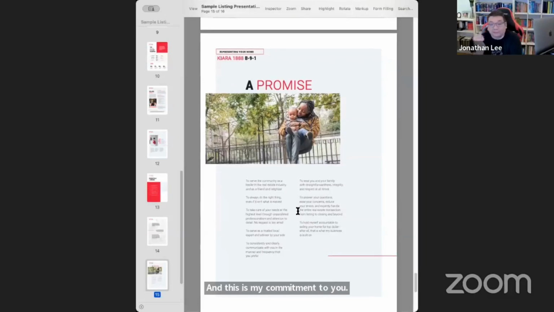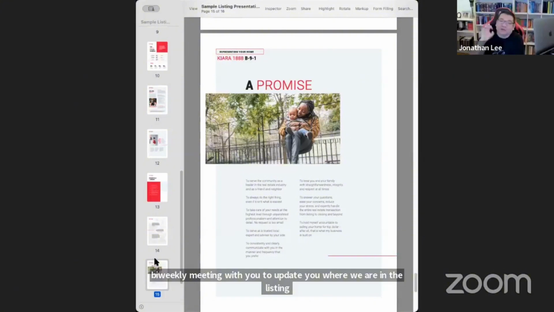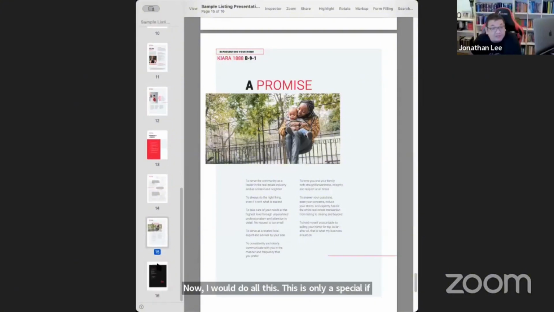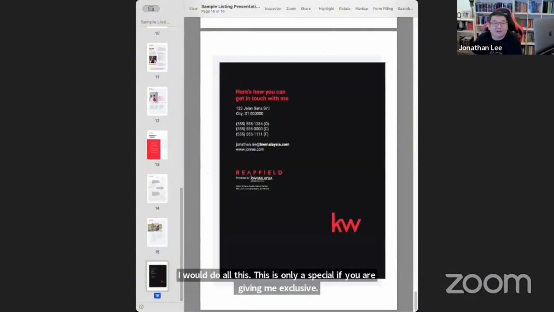So this commitment part is important. I'm going to spend this amount of money. I'm going to do all these things. And I'm going to update you on every appointment. I'm going to have a monthly or bi-weekly meeting with you to update you where we are in the listing. Now, I will do all this only if you are giving me exclusive, right? And that's me. So this is a very simple, basic listing presentation.